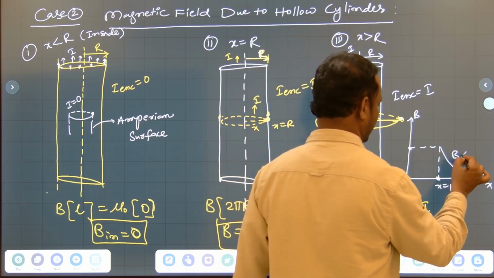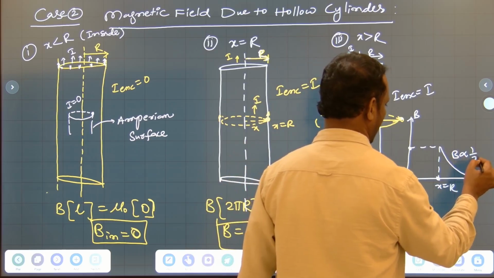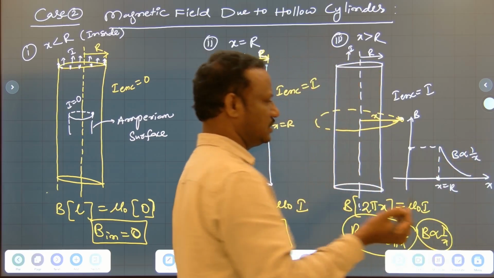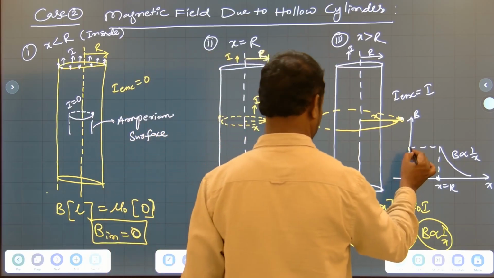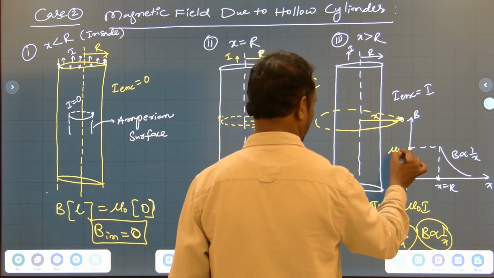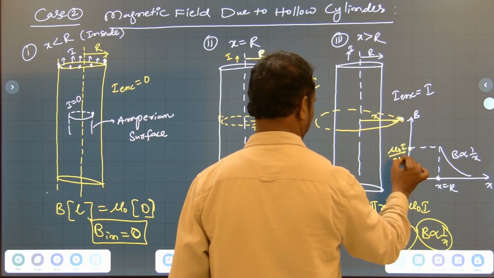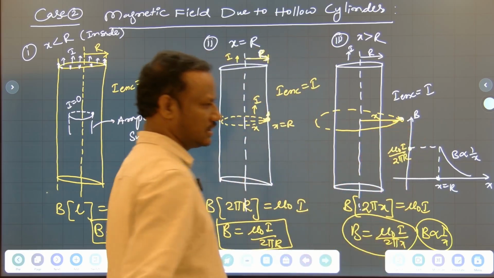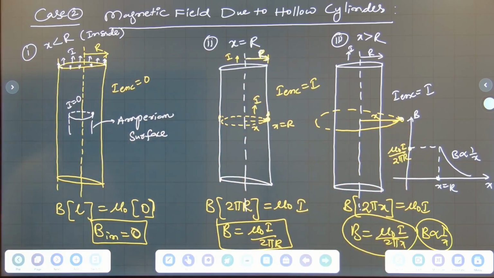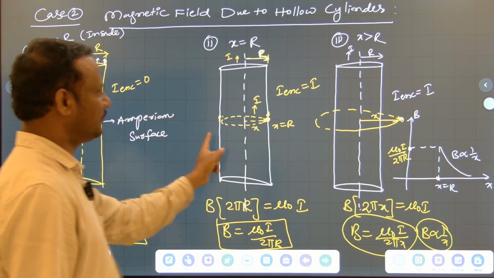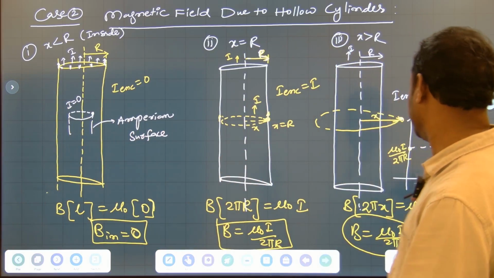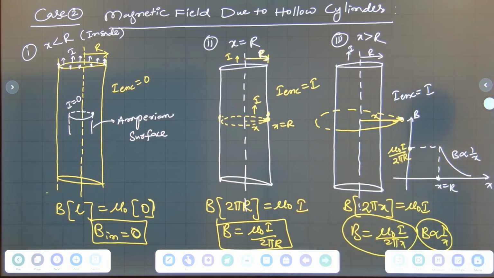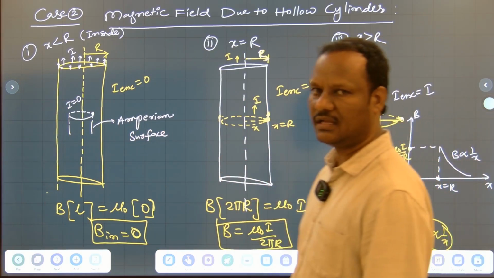B is inversely proportional to R, or B is inversely proportional to small r; either we can write. So what is the maximum value? This one: mu naught I by R is the relation. So this is for the hollow cylinder: inside, next on the surface, and outside, and this is the related graph. So definitely every time its applications are repeating.